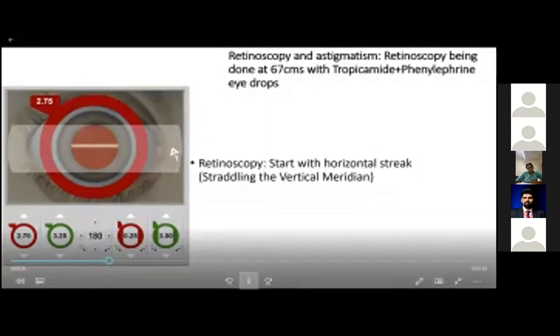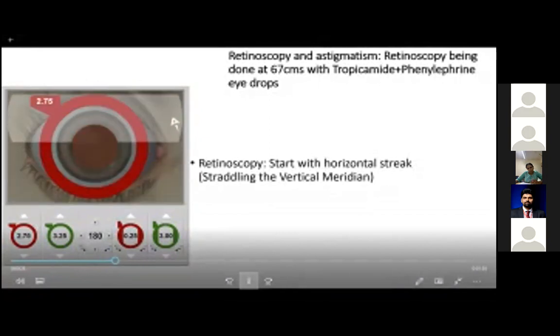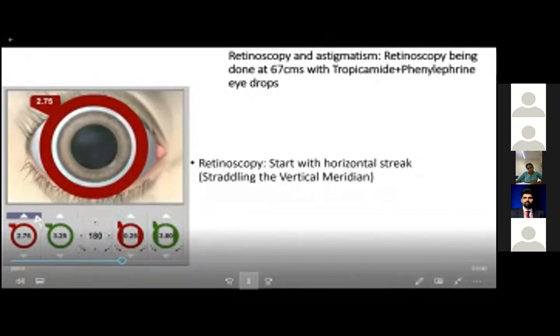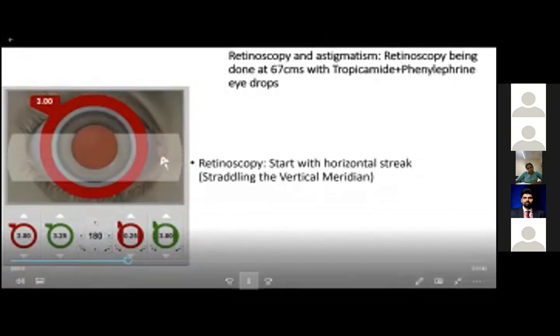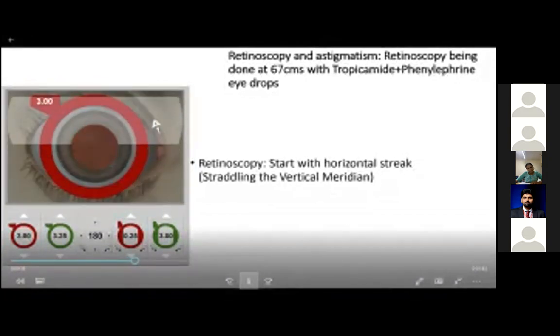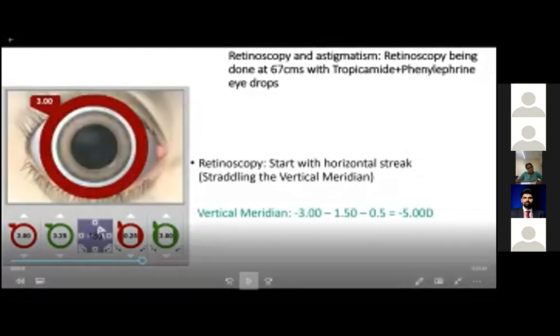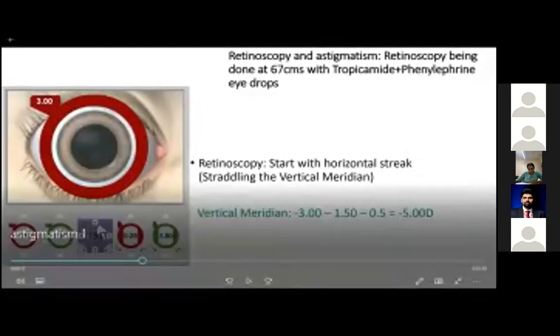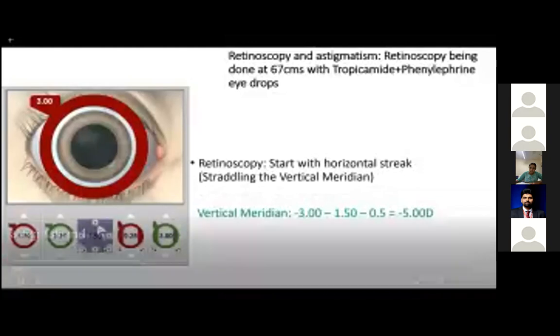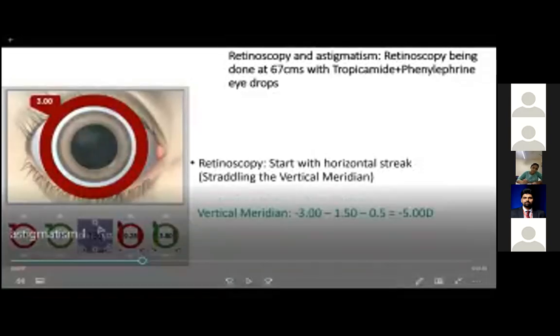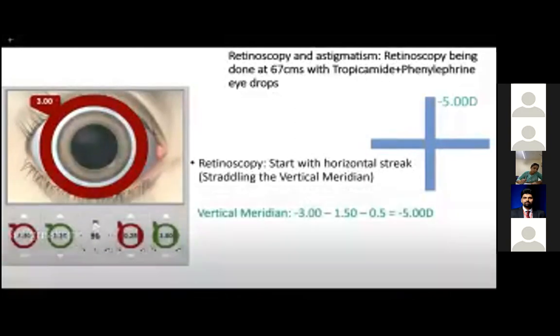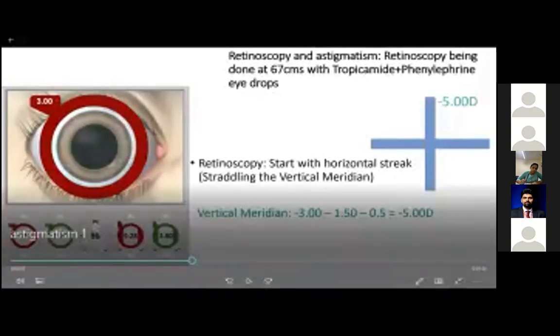Okay, now I'm very close at -2.75. At -3 diopters, I've got neutralization. So my vertical meridian is -3 diopter, -2 for the working distance error, so my vertical meridian is -5 diopters. I will write this in something called my retinoscopy cross. You can see the retinoscopy cross at the vertical meridian. I write -5 diopters because this is my vertical refractive error.